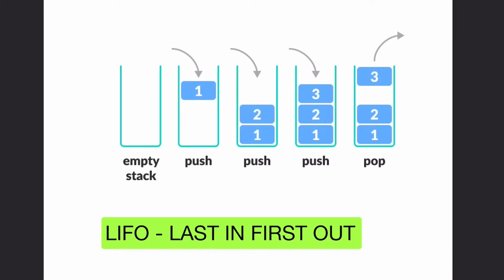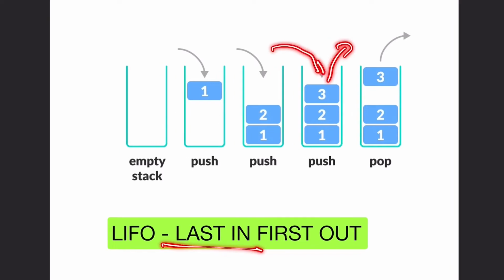LIFO is basically last in, first out, where you remove the last element first. This was the last element that was inserted inside this list, or you can say array if you are talking about the C language, and you're going to remove this first. So the last in will be the first out. That is the basic of the stack data structure, and this is how the stack actually works in reality.